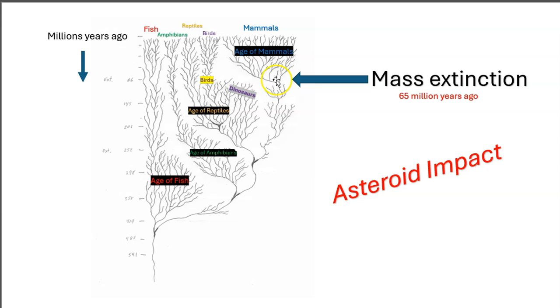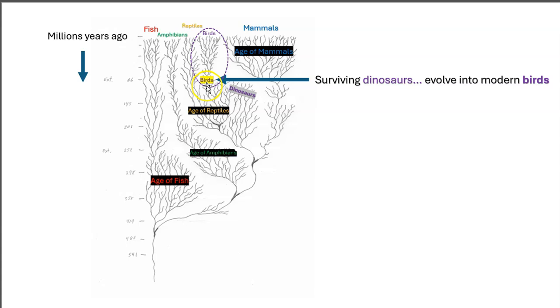Now, 65 million years ago, we've probably all heard about this, there was another mass extinction event, an asteroid impact. And notice again, we're going to get some of the trimming of the tree. A lot of the dinosaurs went extinct. But some of those feathered dinosaurs, small feathered dinosaurs, survived, and they would be the ancestors of the modern birds.